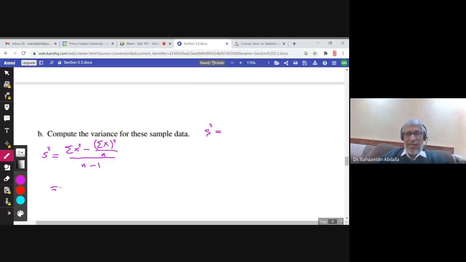Okay, and he can ask me a question in which I cannot use the calculator. He can say to me, if summation x is 10 and summation x square is 100, for example, find the sample variance. So in this case, you cannot use the calculator, you have to use the formula. So please pay attention that you need to memorize the formula.